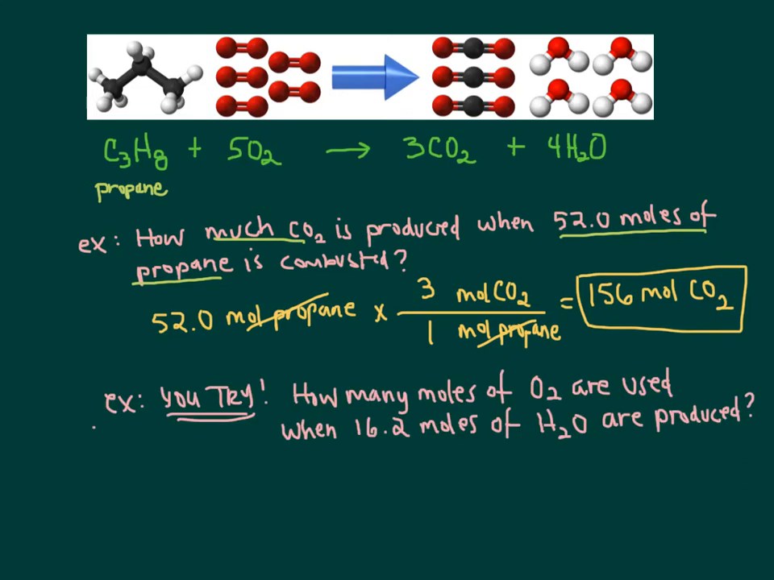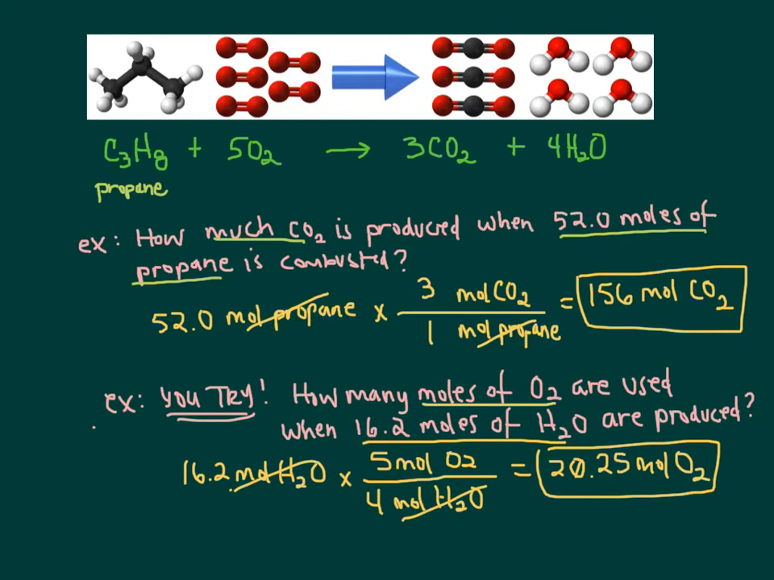So I'm going to have you try one. So you try this one. I want you to read the question, pause the video, work it out, and see if you get the same answer that I do. So in this one, it's how many moles of oxygen are you going to use if you produce 16.2 moles of H2O? So pause the video now.